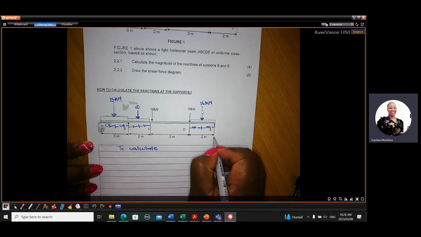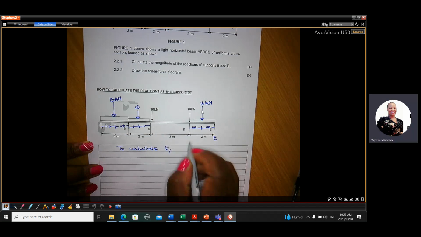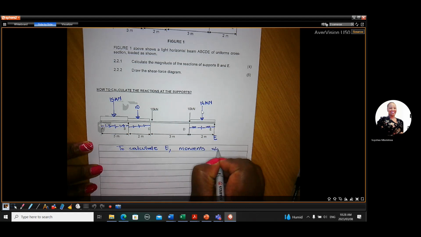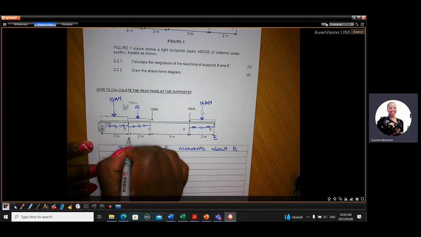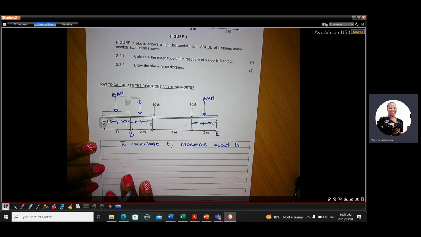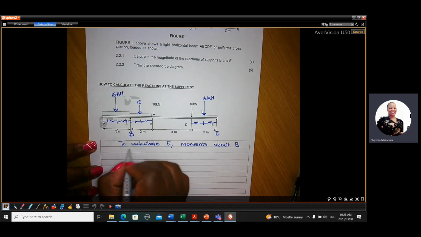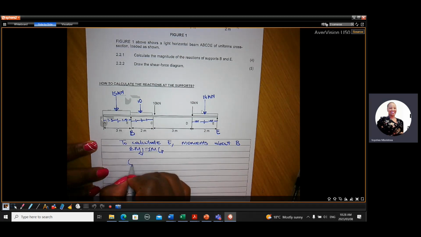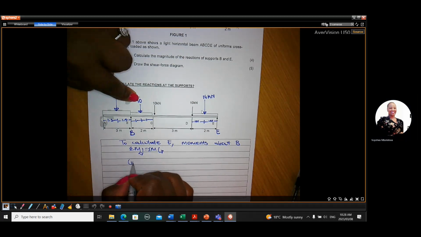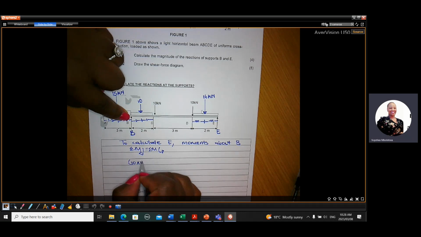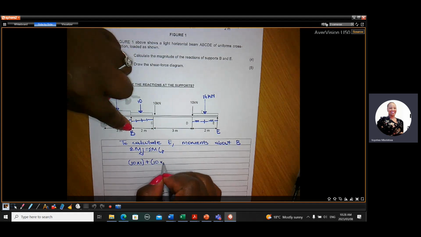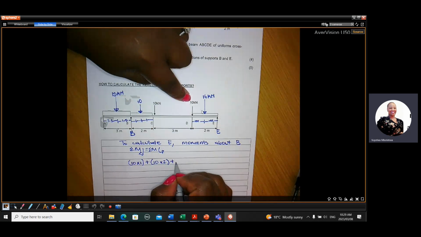To calculate reaction at E, we will take moments about B. About B, so B is here, okay? If we take moments about B, we will first look at the clockwise moments and then equate them to anti-clockwise moments. Clockwise, we have that 10. How far is 10 from B? It's 1 meter. Then next force, we have 10. How far is 10 from B? It's 2 meters.